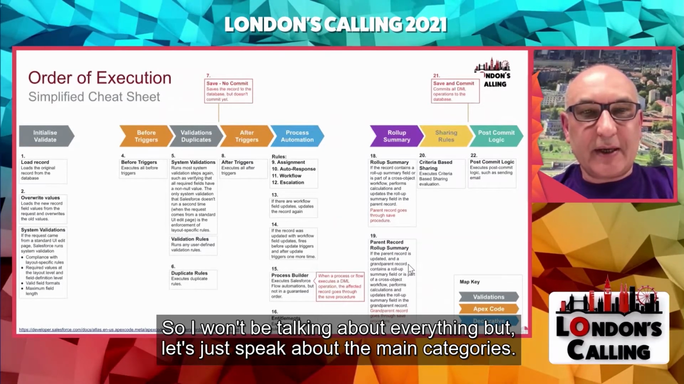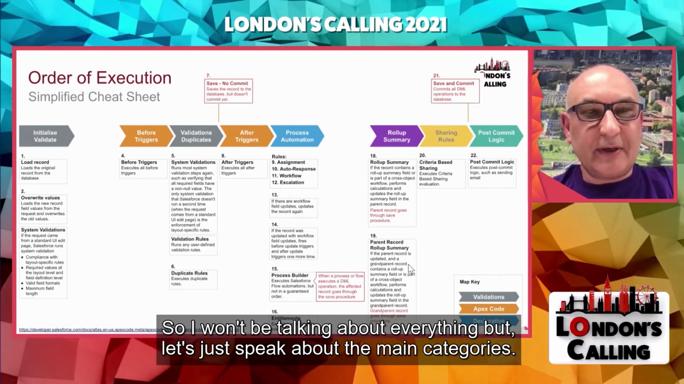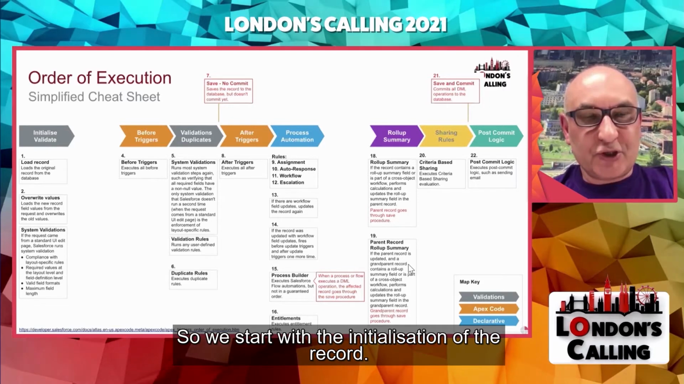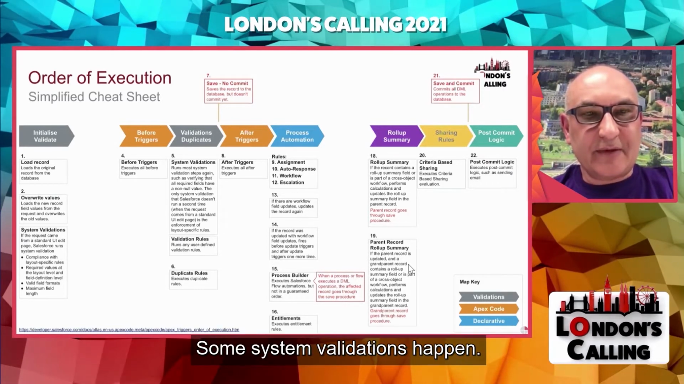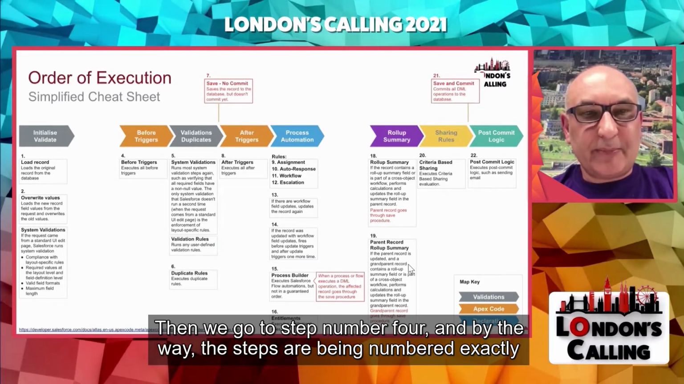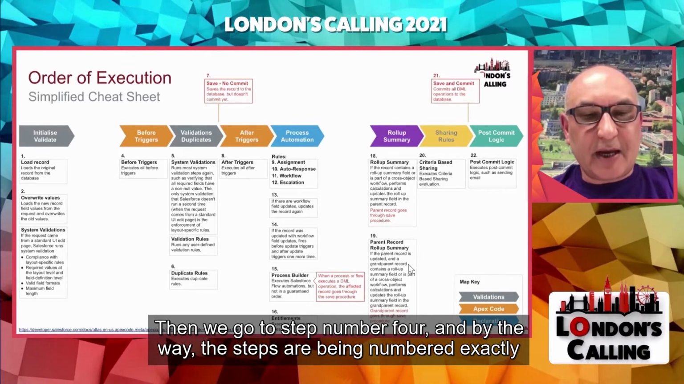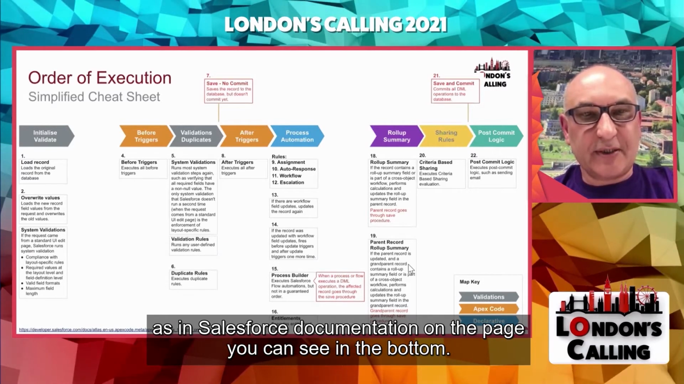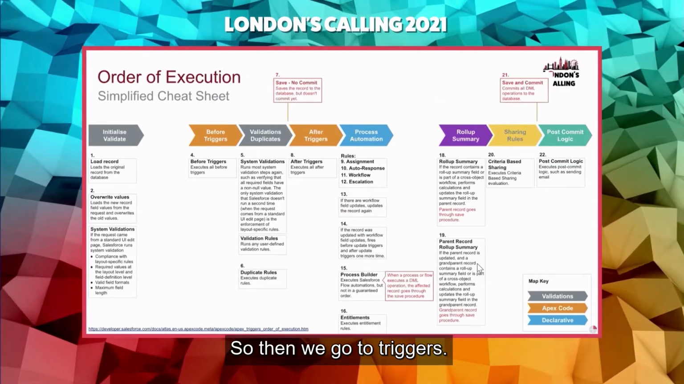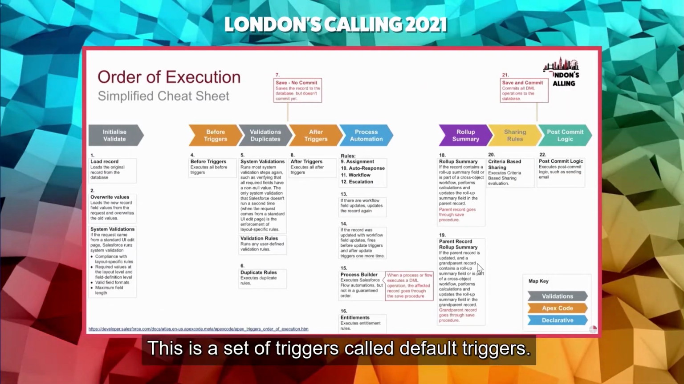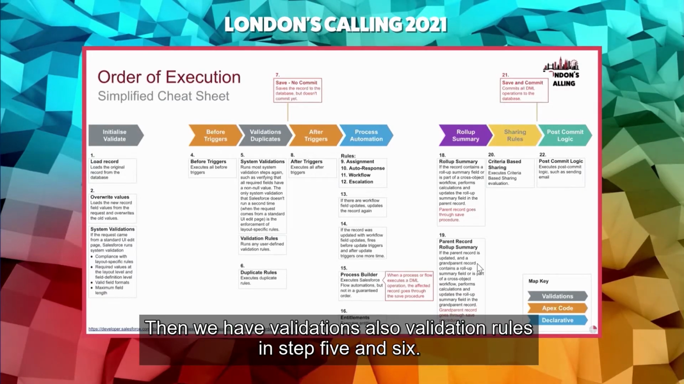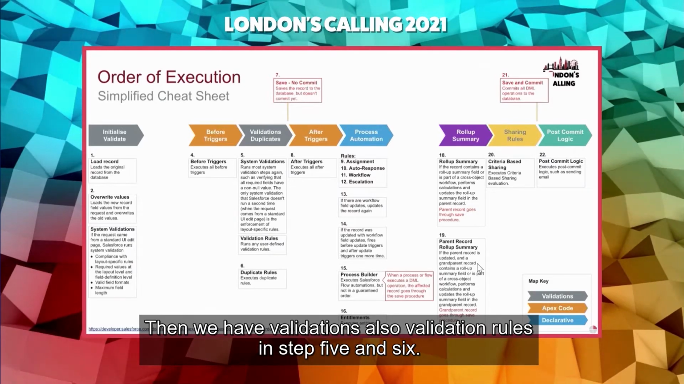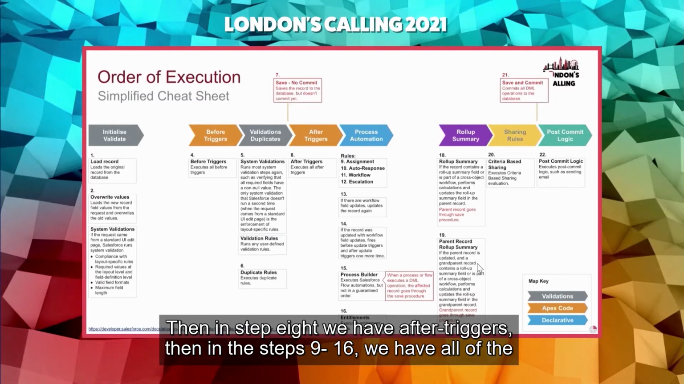I won't be talking about everything, but let's just speak about the main categories. So we start with the initialization of the record, and some system validations happen. Then we go to step number 4. And by the way, the steps are numbered exactly as in the Salesforce documentation on the page that you can see at the bottom. So then we go to triggers, and this is a set of triggers called before triggers. Then we have validations, also validation rules, in steps 5 and 6. Then in step 8, we have after triggers.